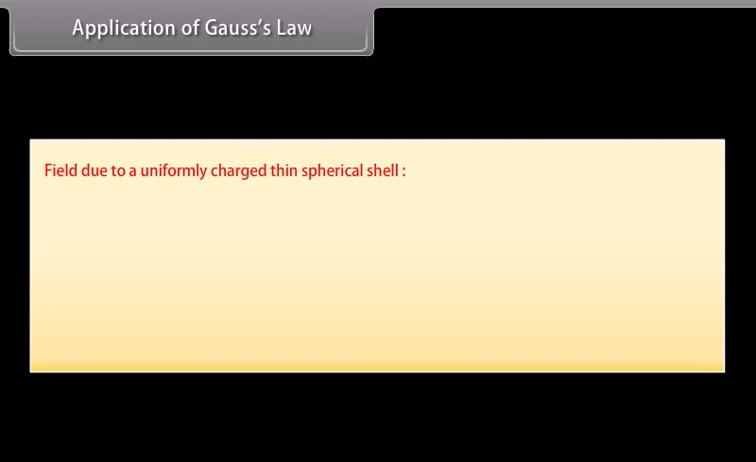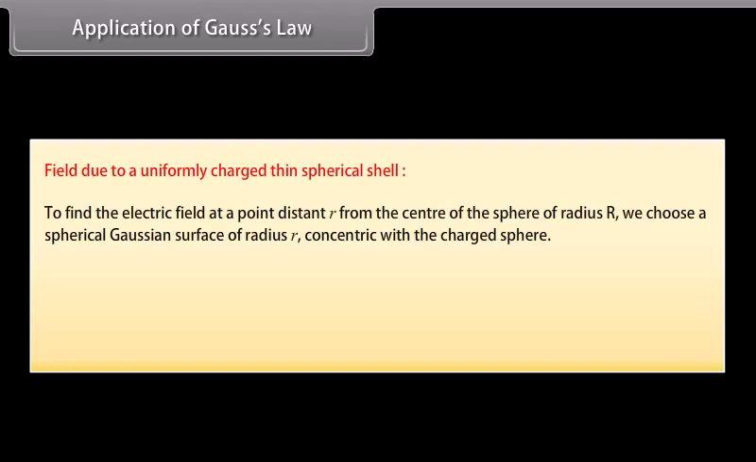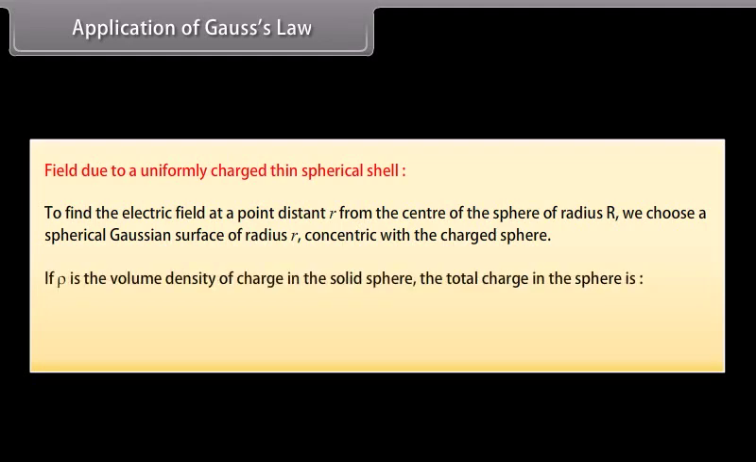Field due to a uniformly charged thin spherical shell. To find the electric field at a point distant r from the center of a sphere of radius R, we choose a spherical Gaussian surface of radius r concentric with the charged sphere. If rho is the volume density of charge in the solid sphere, the total charge in the sphere is given by Q equal to 4 upon 3 pi R cube rho.